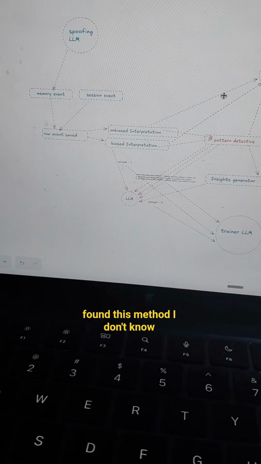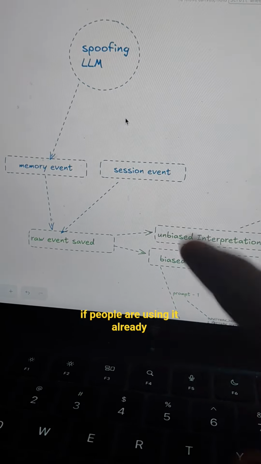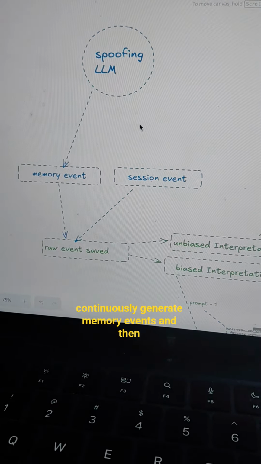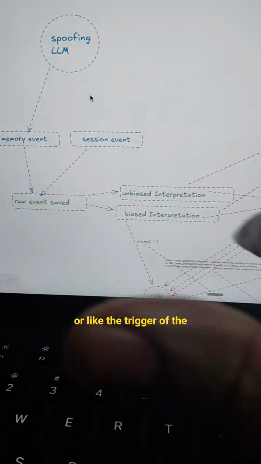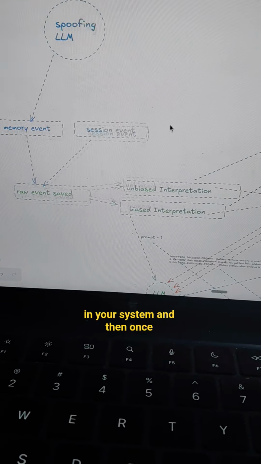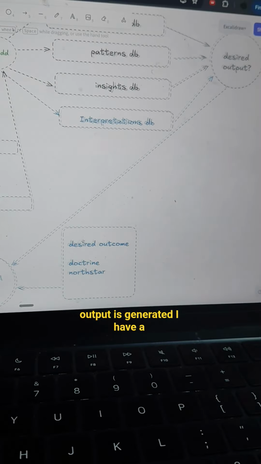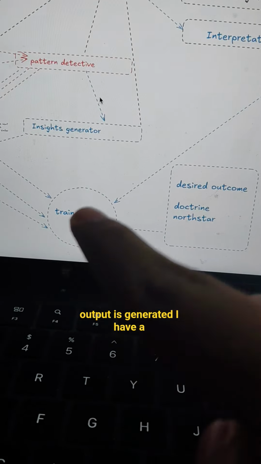So I found this method. I don't know if people are using it already. I made a spoofing LLM to continuously generate memory events, or like the trigger of the workers, basically it could be anything in your system. And once it starts this procedure, whenever the output is generated, I have a trainer LLM.